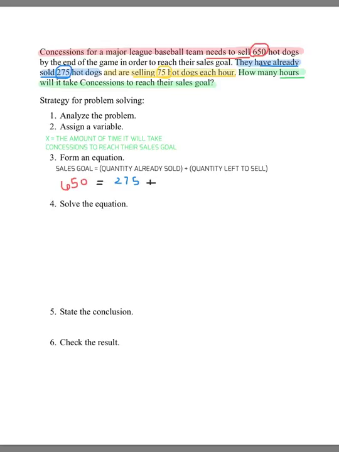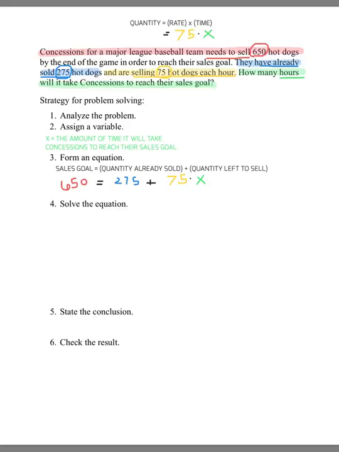For quantity, we already discussed the formula for that. I'm going to write it down at the very top. That formula is quantity is equal to rate times time. We already know the rate. We know the rate to be equal to 75 hot dogs. And now the time, that's actually our variable x. So we're going to fill that in. That's equal to 75x. So we're going to have 75 multiplied by x. So that's going to be our equation. Now let's solve the equation.